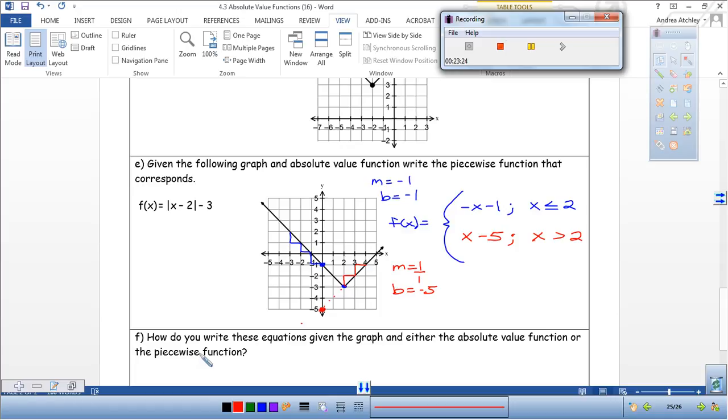Okay. So you can answer that. How do you write these equations given the graph, in either the absolute value function or the piecewise function? You guys can write something down for that.